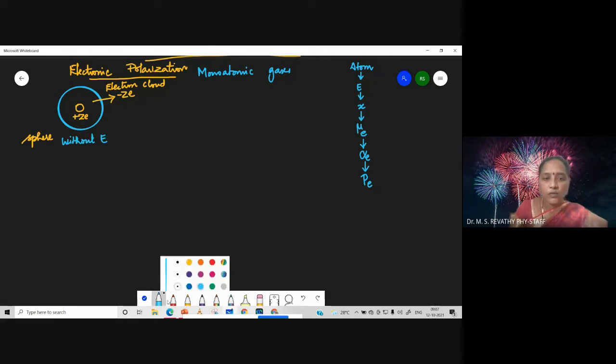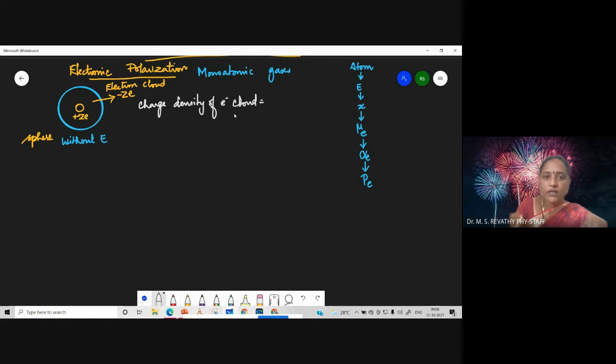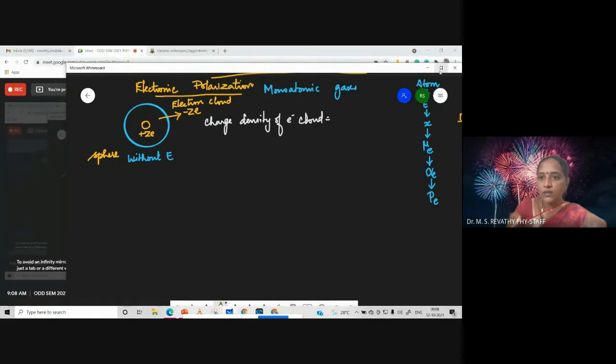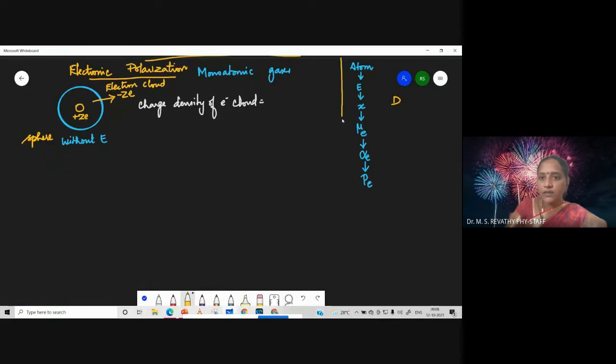First of all, we have to calculate the charge density. How many electrons are present in this electron cloud? Let us calculate the charge density of the electron cloud. In general, what is meant by density? Density is equal to mass by volume. Here it is charge density: charge divided by volume.